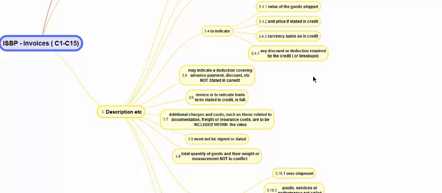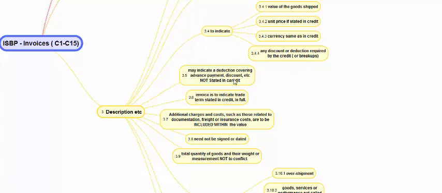If the invoice calls for a CIF or a DDU transaction, or the LC calls for a CIF transaction, the invoice should mention the cost of insurance or cost of freight, if desired by the LC. So the breakups or discount and deductions, if called for by the LC, should be mentioned in the invoice.